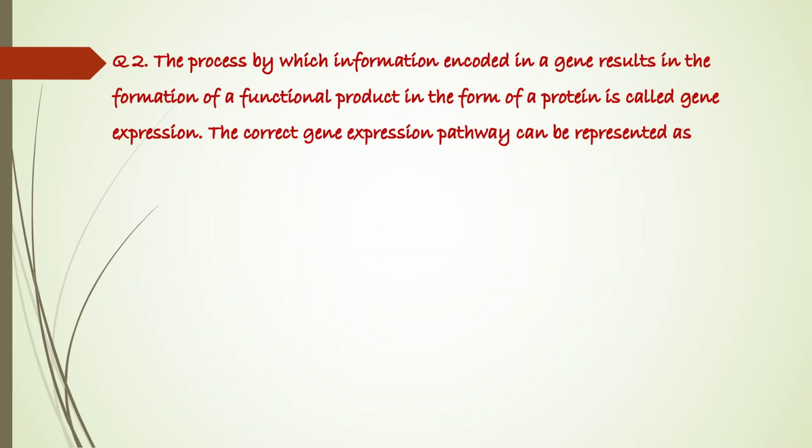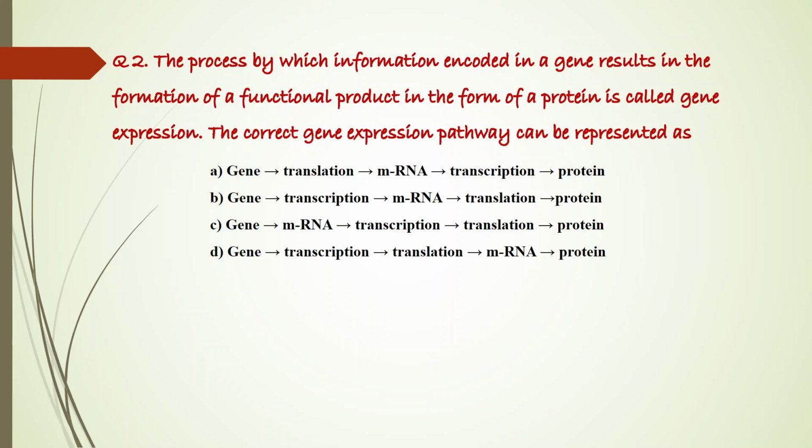So this is your second question. Try to answer this as well. It states the process by which information encoded in a gene results in the formation of a functional product in the form of a protein. So basically from a gene to protein. This is called gene expression. How it is formed from gene to the protein that is being formed. The gene expression pathway can be represented by one of these four options given below. You have to select the correct option.